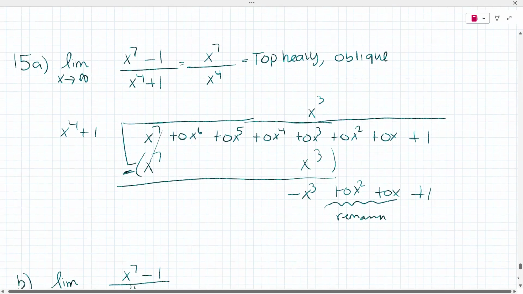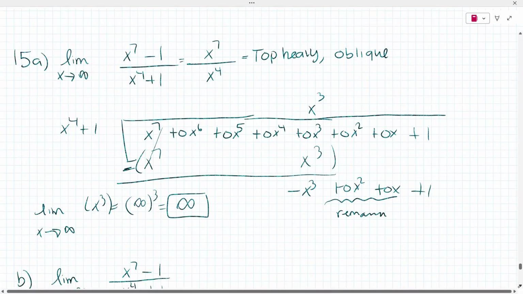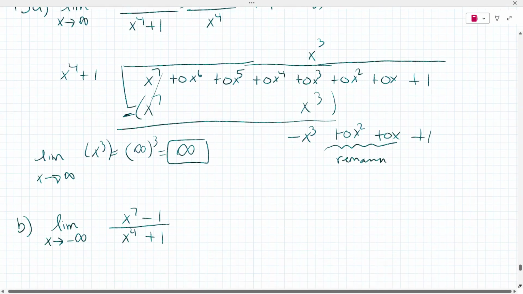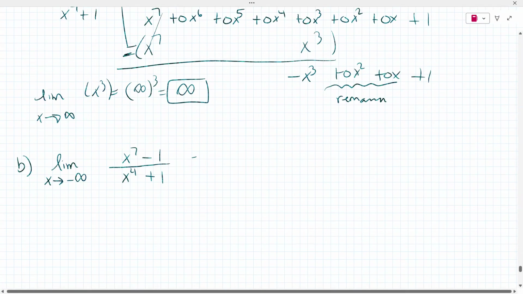So it's going to be the limit as x approaches positive infinity of x cubed. So now you may plug in infinity for x. So this would be infinity cubed, which is infinity. So your final answer is infinity. Okay, let's move on to B. Same problem. The only difference is it's negative infinity.